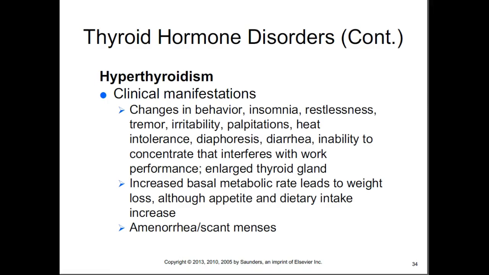All right, so clinical manifestations, you might see changes in behavior, insomnia, restlessness, tremor, irritability, palpitations. It's basically the opposite of hypothyroidism, right? Heat intolerance, diaphoresis, so lots of sweating, diarrhea. So in hypothyroidism, you have constipation. In hyperthyroidism, you have diarrhea. So inability to concentrate, which interferes with work performance, and you might see an enlarged thyroid gland. Right, so it also leads to increased basal metabolic rate, leading to weight loss despite appetite and dietary increase. You might see amenorrhea or scant menses.